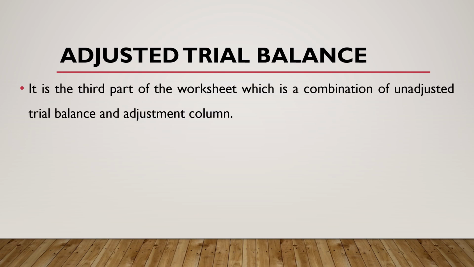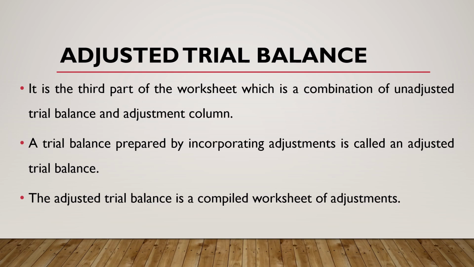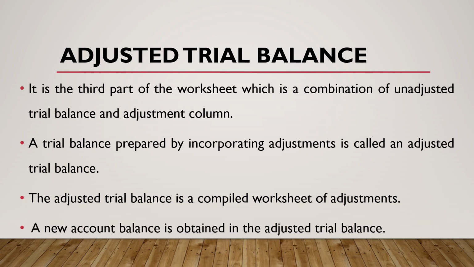Adjusted trial balance is the third part of the worksheet, which is a combination of the unadjusted trial balance and the adjustment columns. A trial balance prepared by incorporating adjustments is called an adjusted trial balance. The adjusted trial balance is a compiled worksheet of adjustments. A new account balance is obtained in the adjusted trial balance.